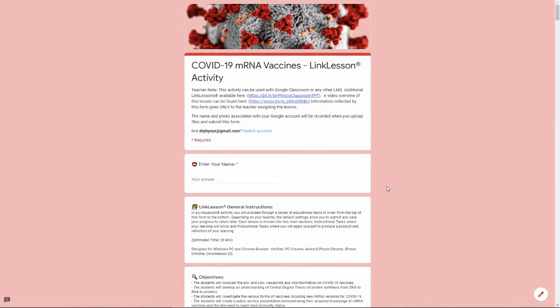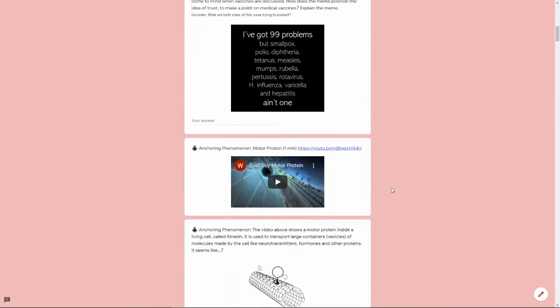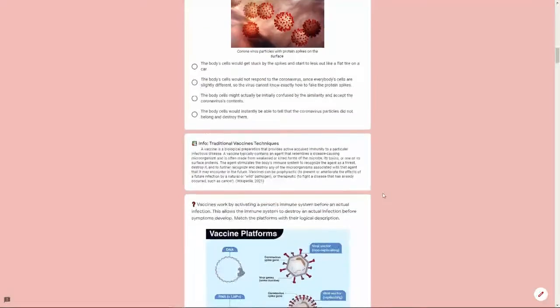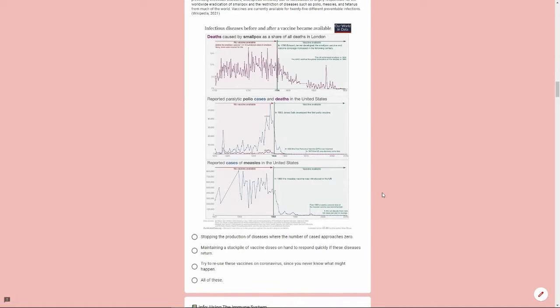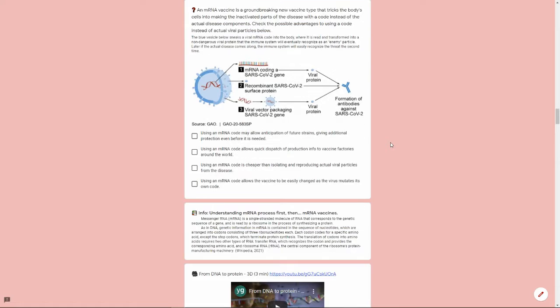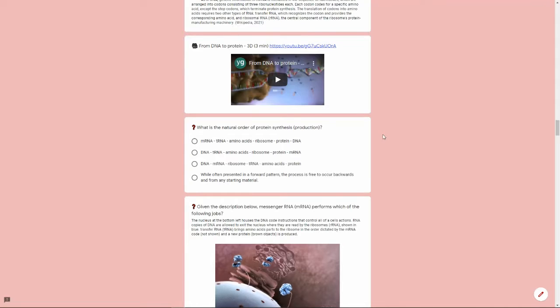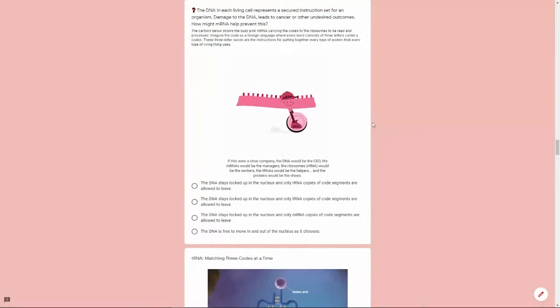All right, let's take a quick look at our mRNA vaccine link lesson. It starts with a meme to engage a student, followed by an anchoring phenomenon on motor proteins. Then it moves into traditional vaccines, some statistics about previous vaccines, smallpox, polio, and measles, before a little more about vaccines, and then central dogma theory, the idea that DNA is changed to RNA, and then eventually proteins.